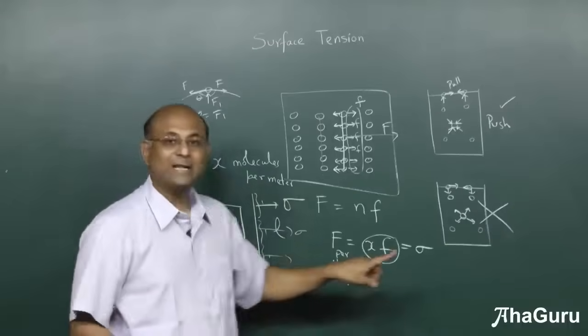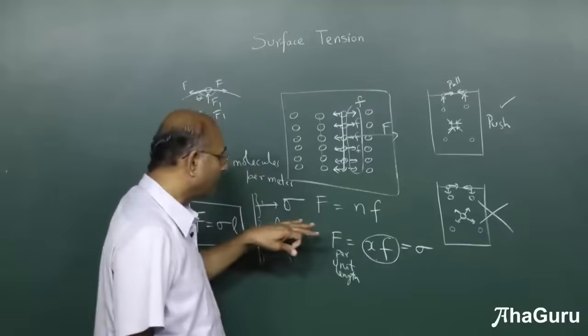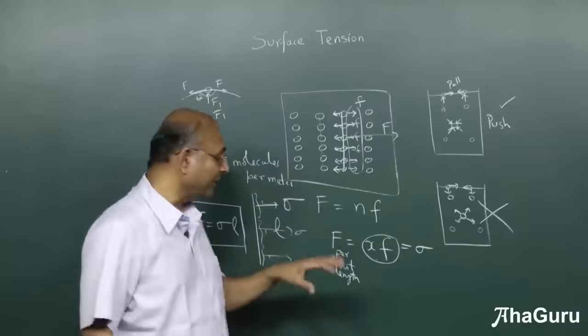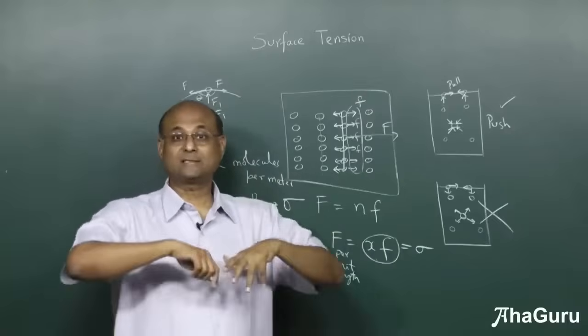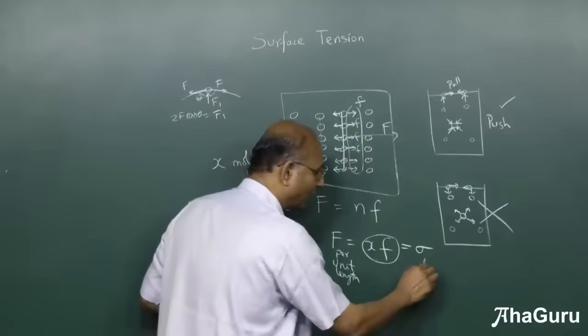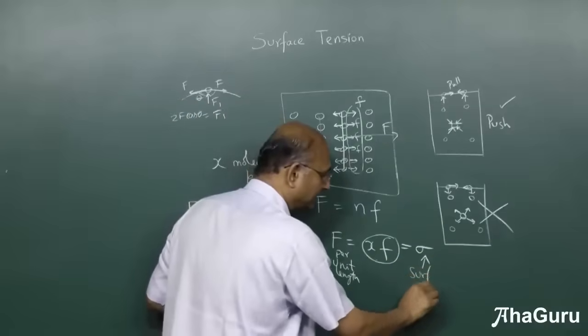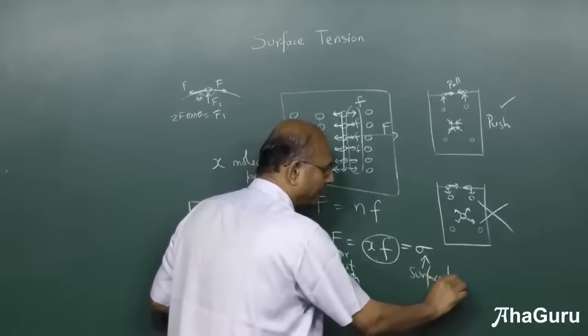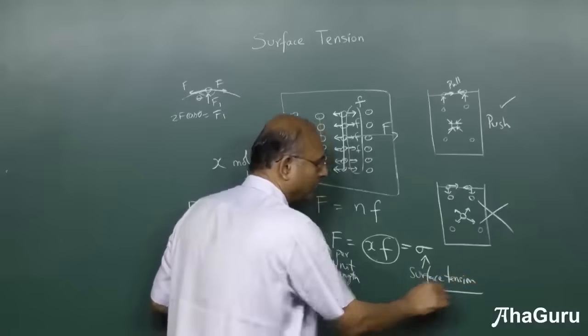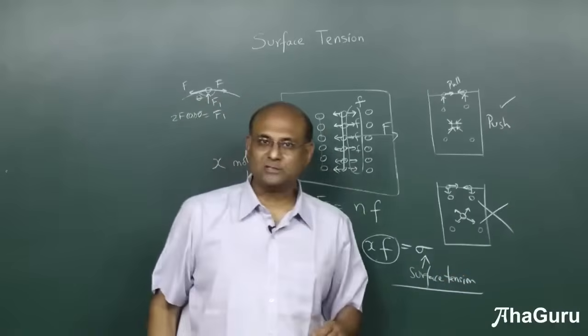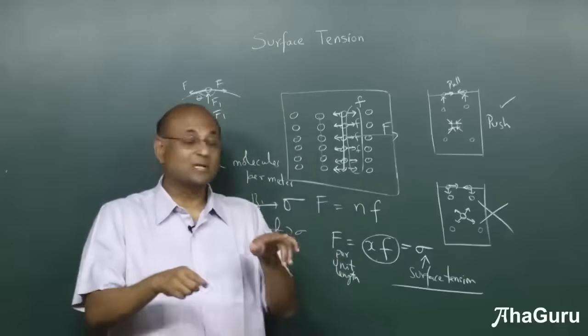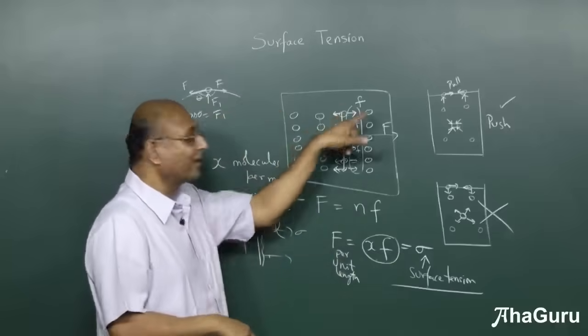Force per unit length is sigma. I want you to think about this carefully. I am calling this force. People usually call this surface tension. The sigma is called the surface tension of that liquid. Usually tension itself is force, but surface tension is not force, because it is force per unit length.